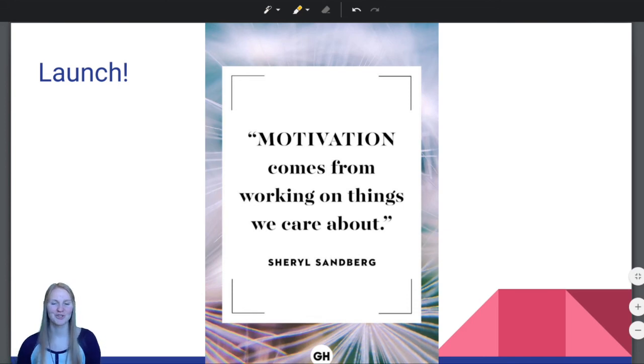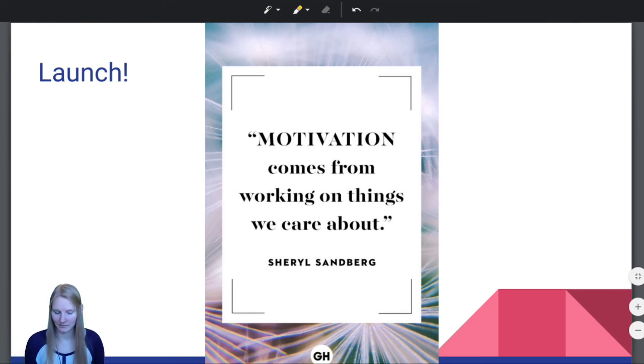So today's launch comes from Sheryl Sandberg, and she says, motivation comes from working on things we care about. Now, it's easy to misinterpret this quote and say, oh yeah, I don't care about school. That's why I'm not motivated to work on it, because school is dumb. And sure, you could take that attitude. If you take that attitude, you're never going to feel motivated to work on your homework, and passing your classes is going to be very difficult.